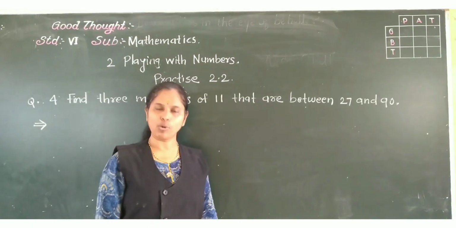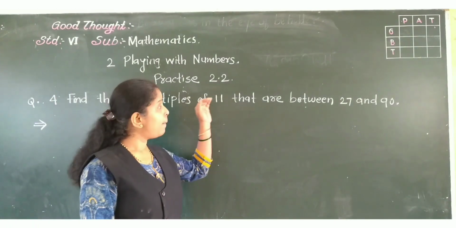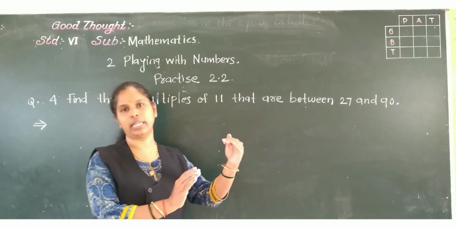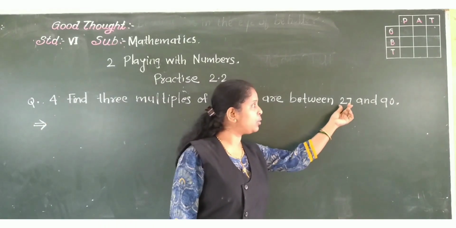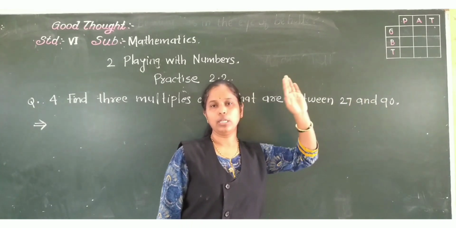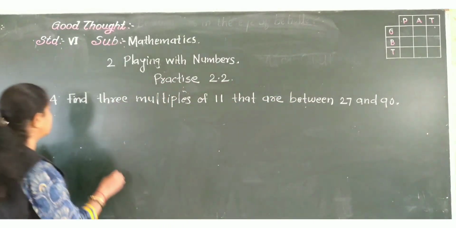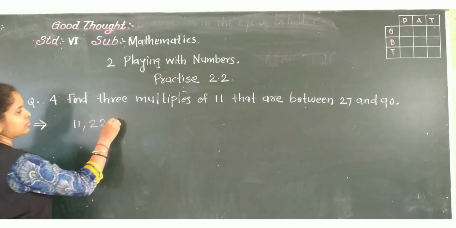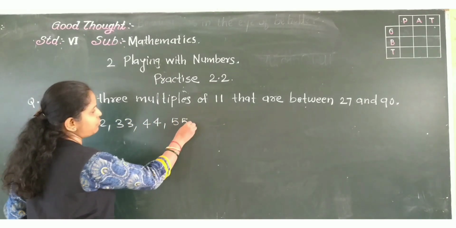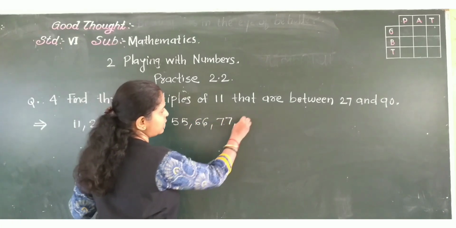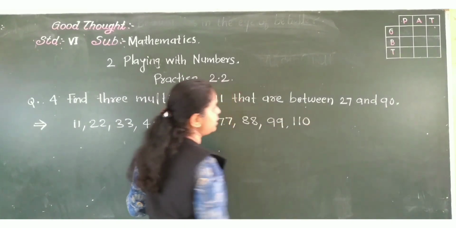Okay. Now question number 4 is find 3 multiples of 11 that are between 27 and 90. Means the multiples must lie between the numbers 27 and 90. Now for this what I will do, first I will write the table of 11, then you will understand. See here. 11 threes are 33, 11 fours are 44, 11 fives are 55, 66, 11 sevens are 77, 11 eights are 88, 11 nines are 99, 11 tens are 110.